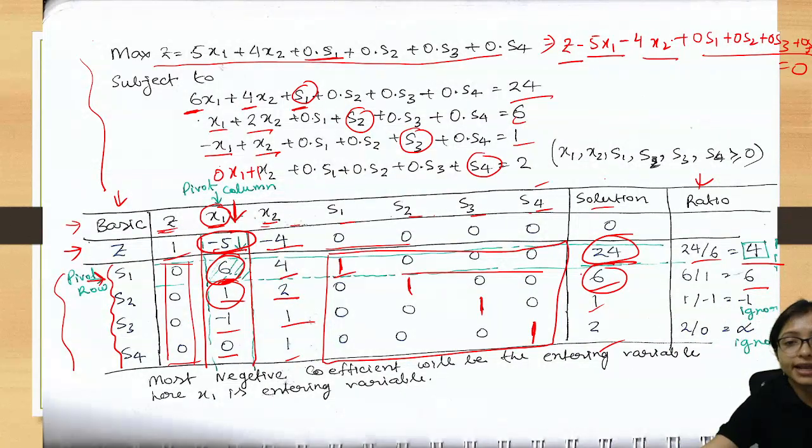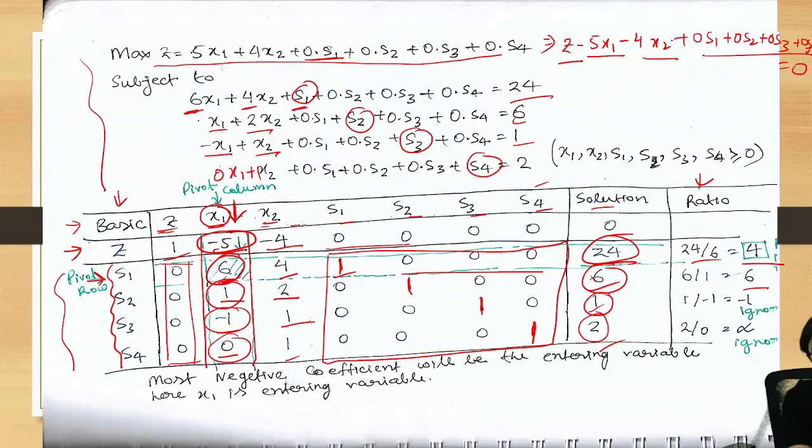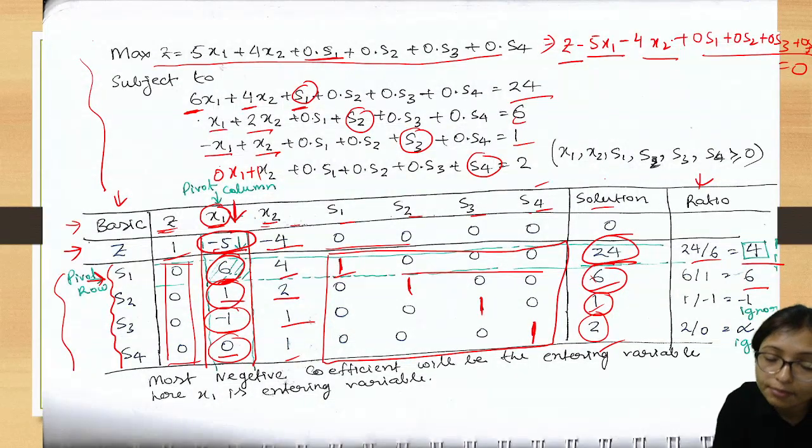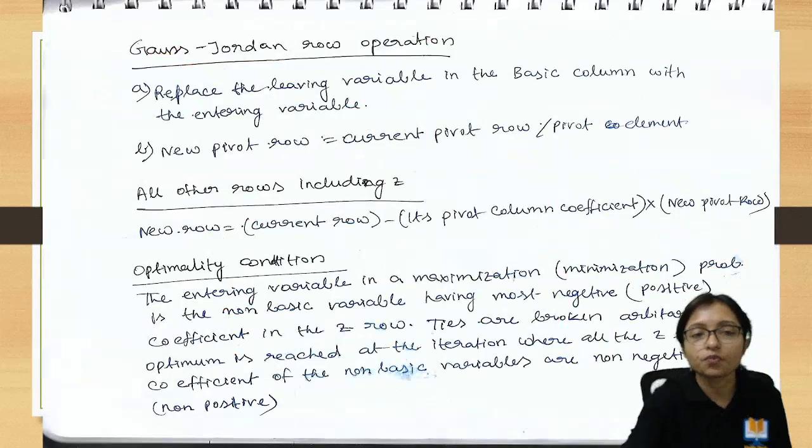Then this 1 divided by -1 and this 2 divided by 0. This way you will get the ratio. Just take the solution and divide by the pivot column coefficient. Divide by the pivot column coefficient and get the ratio. After that, select the minimum positive ratio.